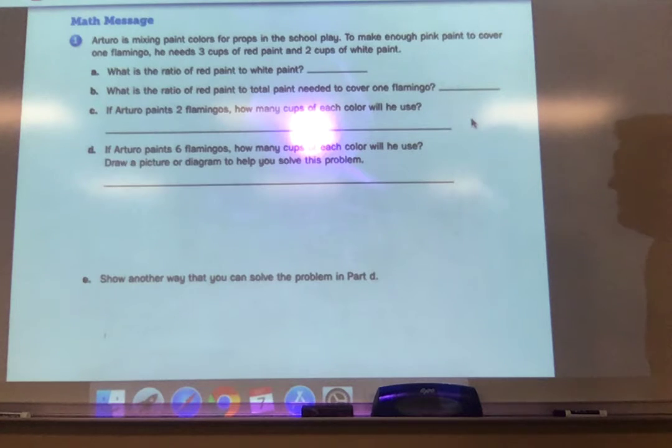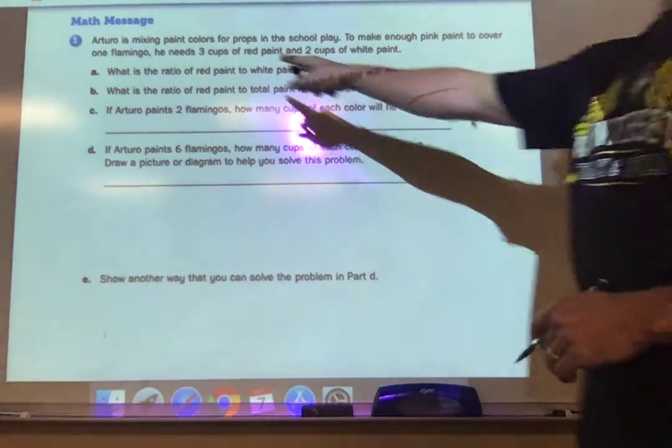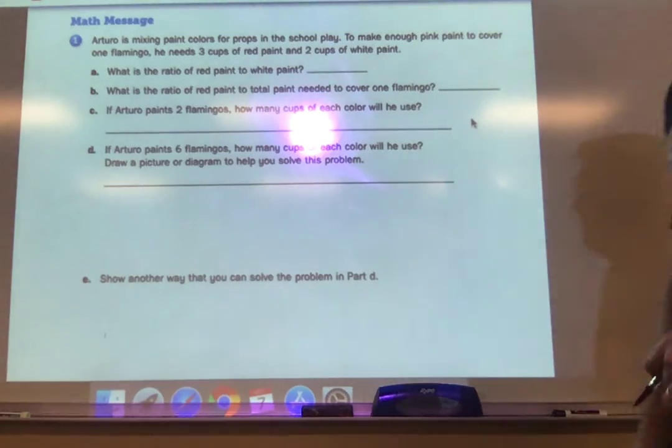Okay, so make sure in your journals you're following along with us here, or you're going to be filling these out as we go on your slides. Okay, Arturo is mixing paint colors for props in a school play. To make enough pink paint for one flamingo, he's going to need 3 cups of red for every 2 cups of white paint to get that pink color that he wants.